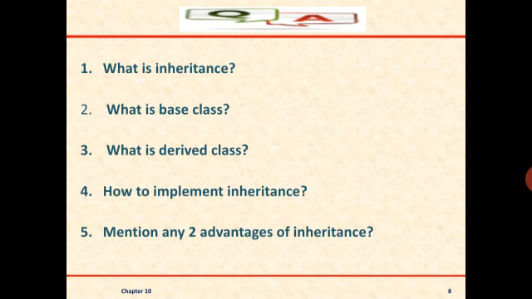Now, how to implement inheritance? The question means how practically you inherit. For that you have to write the entire example, a C++ program. In that way we are able to implement inheritance. Then, mention any 2 advantages of inheritance. Just now we have written: reusing existing code is possible, and memory utilization is better. These are a few advantages of inheritance.